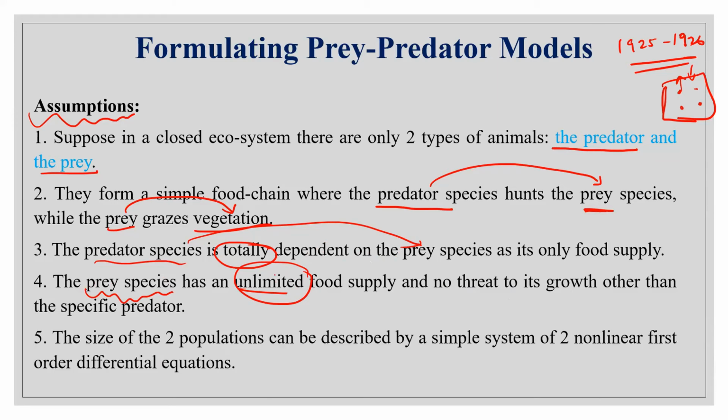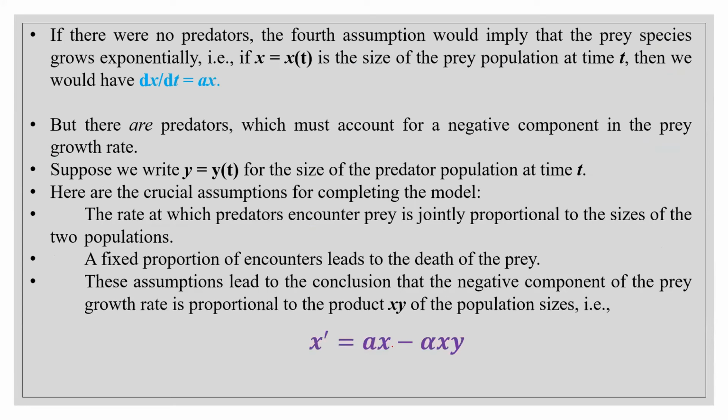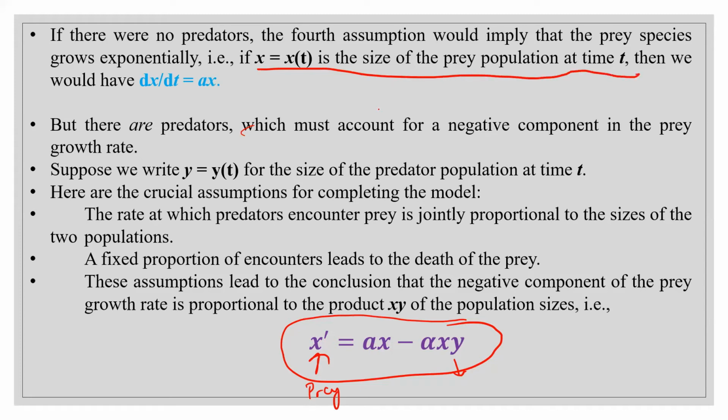So whatever I have said can be described by a simple system of two nonlinear first order differential equations. So what is the differential equation? I will just make you understand from this only. See, x denotes the prey population. X, written over here, is the size of the prey population at time t, and y is the size of the predator population at time t.